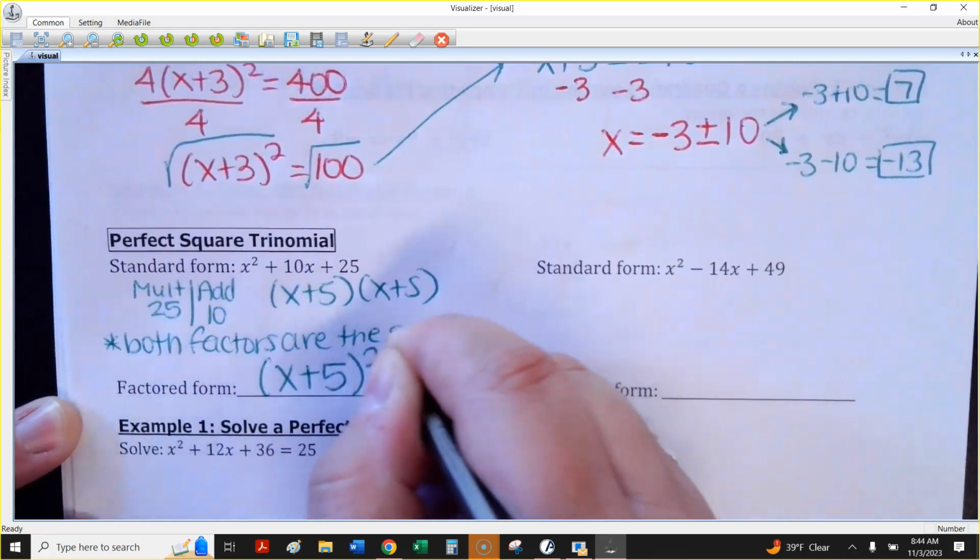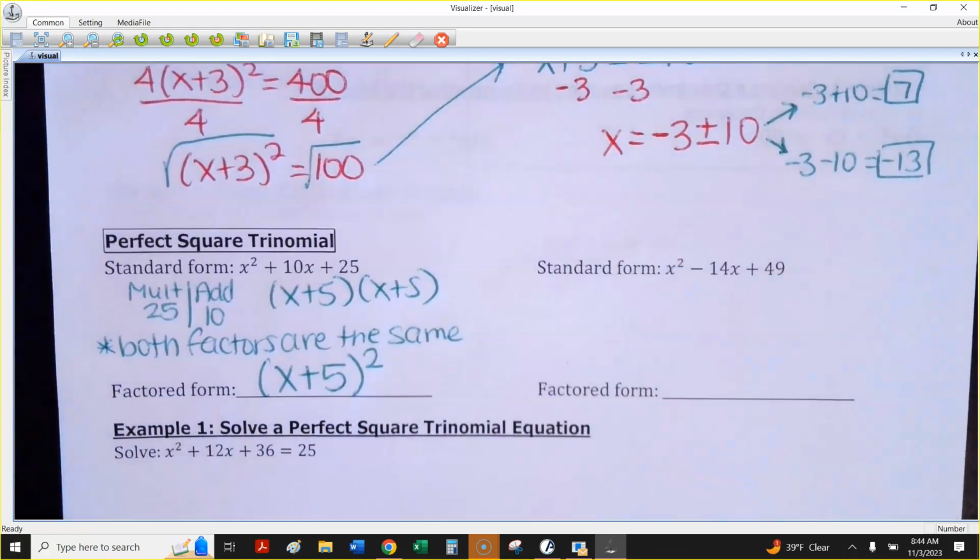Now, when both factors are the same, that allows you to squish it together and write it as that factor squared. So that's what we want in these questions today, because that's going to save us from having to FOIL or box or something like that. We're just going to have a set of parentheses and then we'll take a square root.